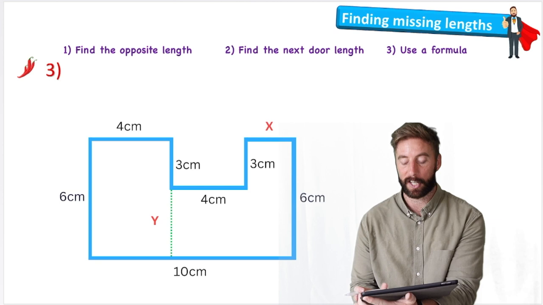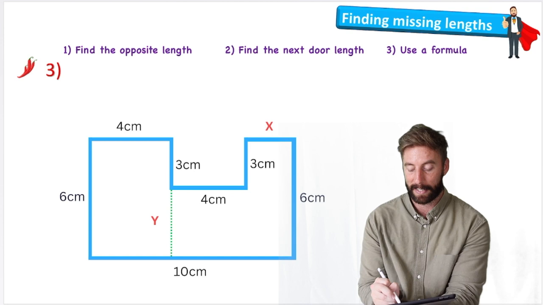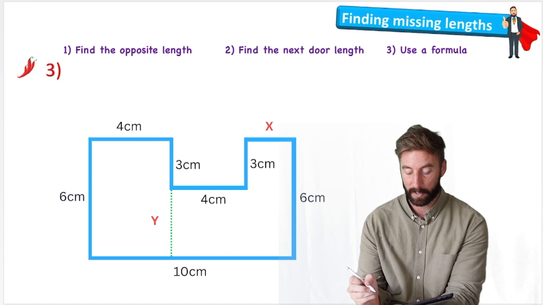Okay, ready for a challenging one. Here we go. We can actually see that in this one, we've got two missing variables, two missing lengths. We have this x up here and y down here. Let's start by solving the value of y first. So y is this length just here.